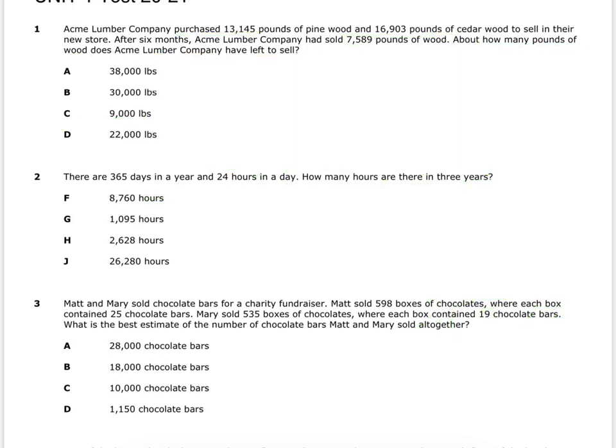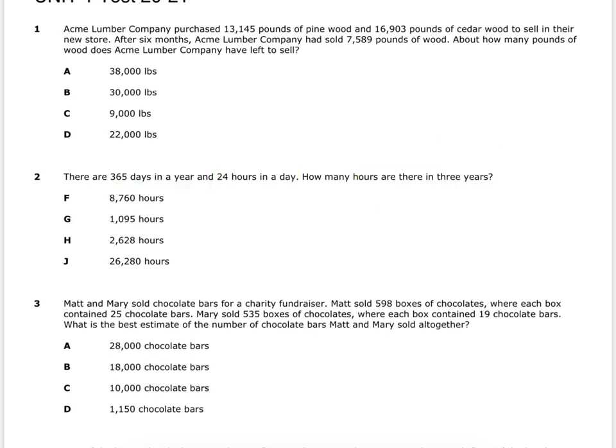Number 2, there are 365 days in a year and 24 hours in a day. How many hours are there in 3 years? That's a 2-part question. Okay, I'm not going to go over this one because this is actually on the test, and I didn't realize they didn't know that when they made this test for us. 365 days in a year, and each one of those 365 days has 24 hours. And then they want to know how many hours are in 3 years.